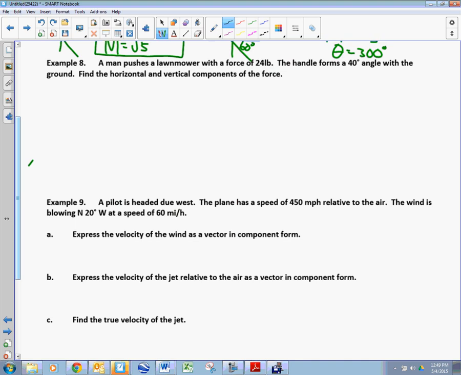Okay, we'll do one more problem. We're not going to do 9. We're going to save that for Wednesday, but we will do 8, a good application problem.